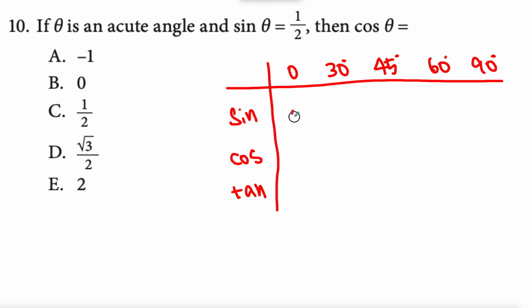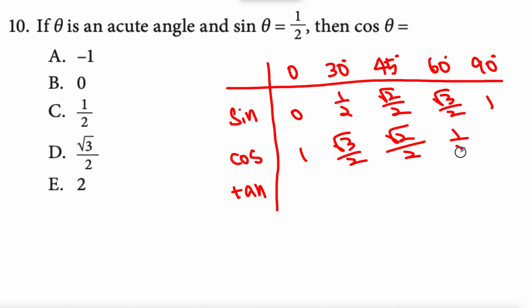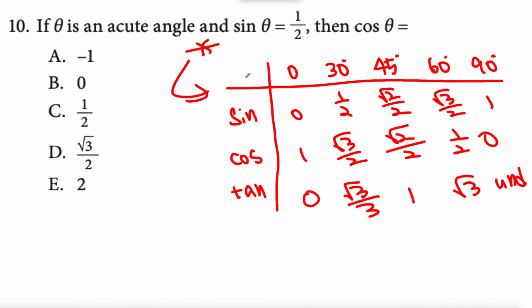Sine of 0 is 0, then 1/2, square root of 2 over 2, square root of 3 over 2, and then 1. Cosine is the opposite: 1, square root of 3 over 2, square root of 2 over 2, 1/2, and then 0. In the case of tangent, we have 0, square root of 3 over 3, 1, square root of 3, and undefined. I need you guys to remember this one. This will be very helpful, not only in high school, but also in college.